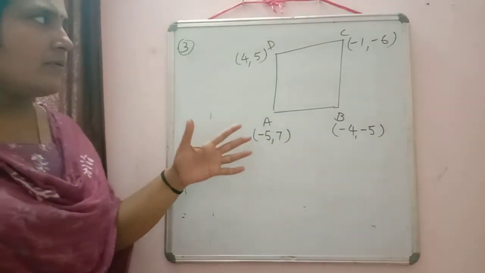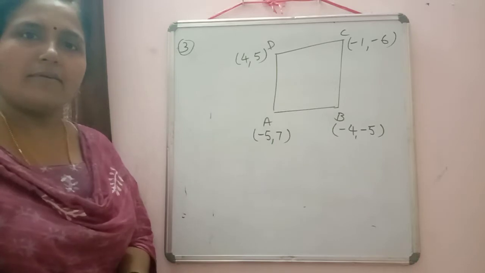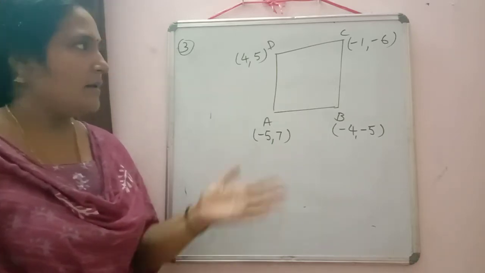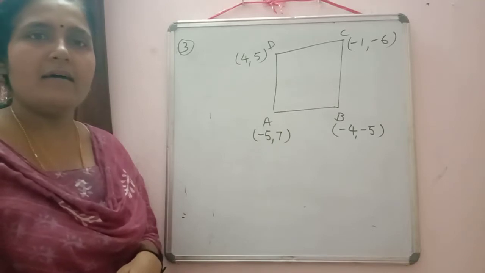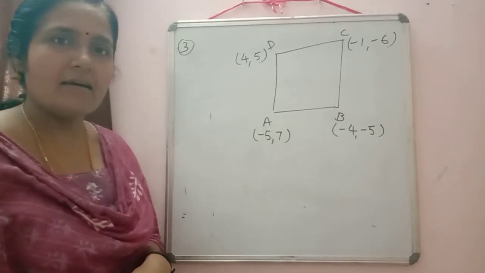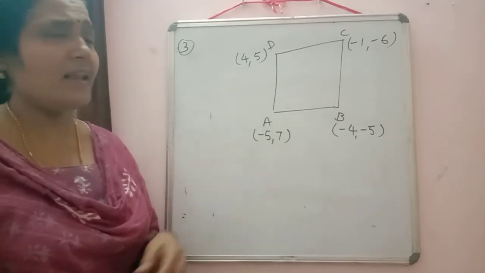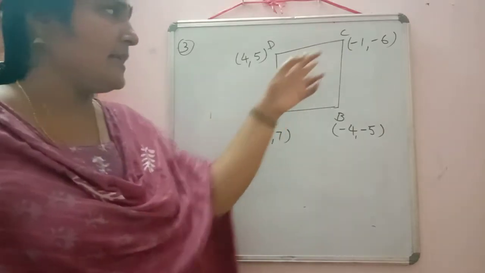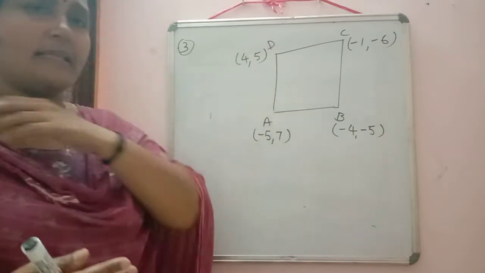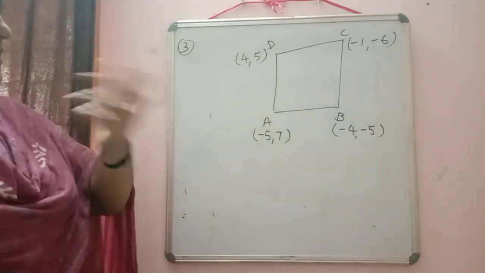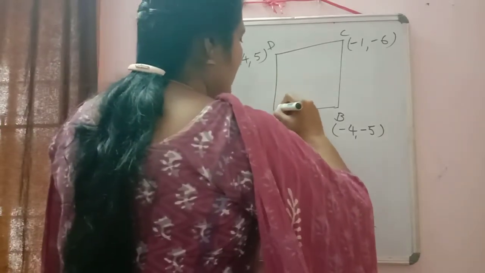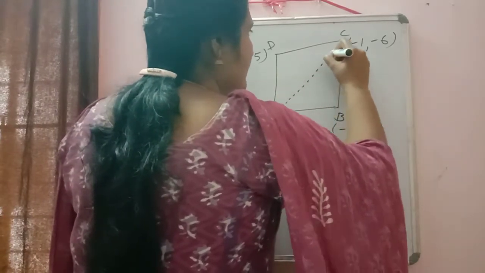Now, at present we have a quadrilateral there. So, we know how to find out the area of a triangle. Can we get a triangle here? Yes, we will get a triangle if we join any one of the diagonals. Either you can join the diagonal AC or you can join the diagonal BD. Which one should I join? AC. Okay. So, we are joining the diagonal AC.